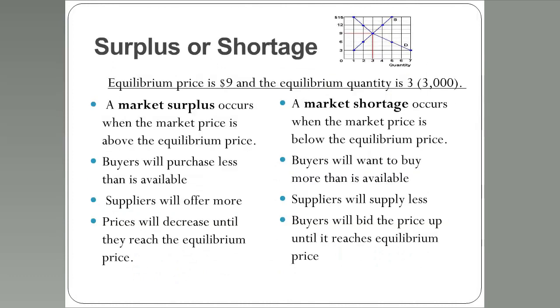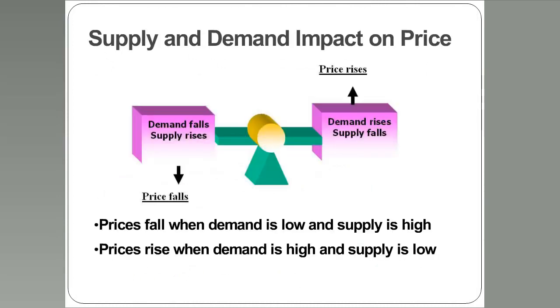The equilibrium price is the price at which the quantity supplied by the producer will match the exact quantity that the consumers will buy. A market surplus occurs when the market price is above the equilibrium price. A market shortage will occur when the market price is below the equilibrium price. Buyers and sellers will change their behaviors to overcome a surplus or a shortage.